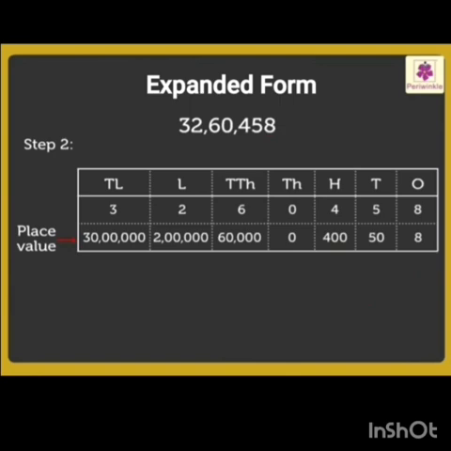Now step 2, we find the place value of each digit, right? So the place value of 3 is 30 lakh. The place value of 2 is 2 lakh. The place value of 6 is 60,000. The place value of 0 is 0. The place value of 4 is 400. The place value of 5 is 50. And lastly, the place value of the digit 8 is 8.